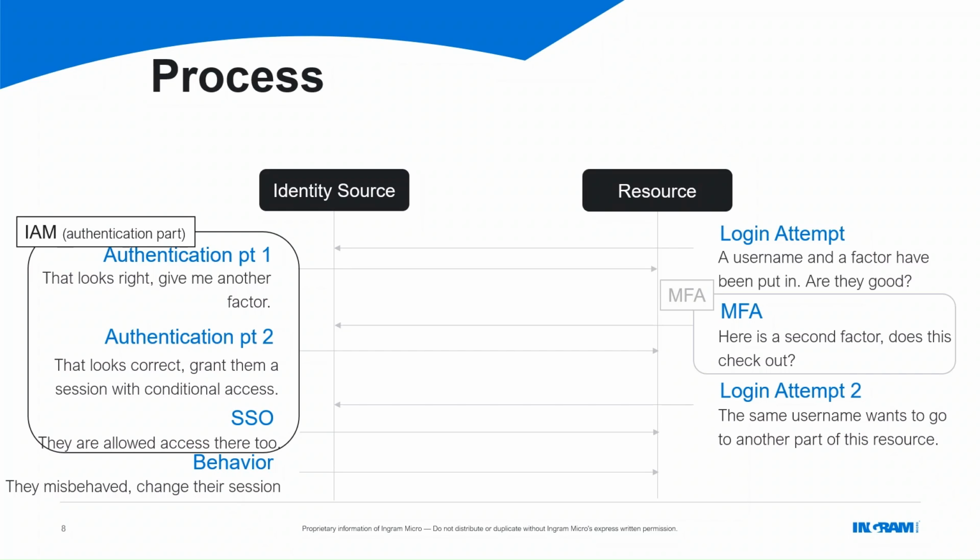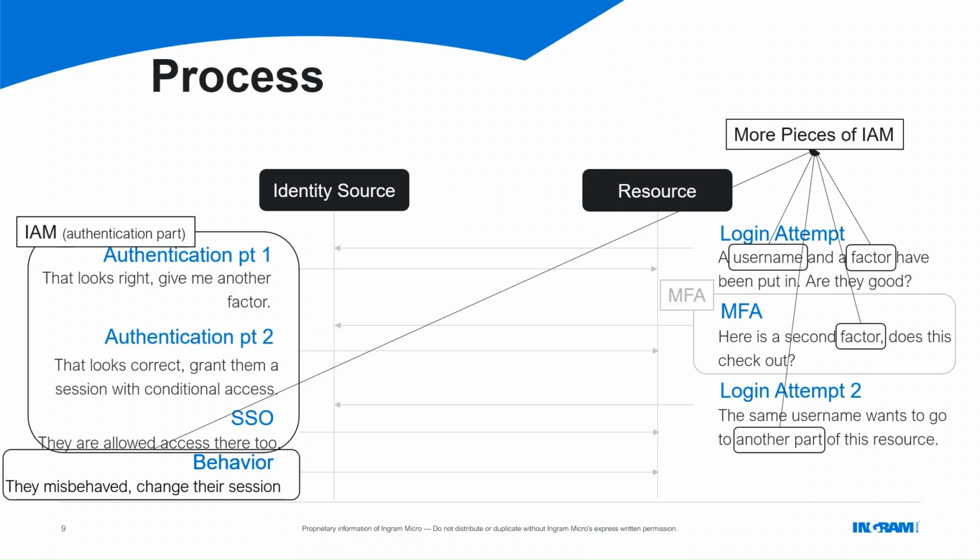Your modern identity access management suites are going to include the behavioral portion too, because there's more pieces of IAM than just that. They're going to say they misbehave, change their session. But IAM, besides being just a bubble of the authentication part, a full IAM suite includes your usernames, includes your factors, includes the SSO. All those things that are in the resource are being logged into pieces of the identity and access management process. There's even more stuff to identity access management than that.